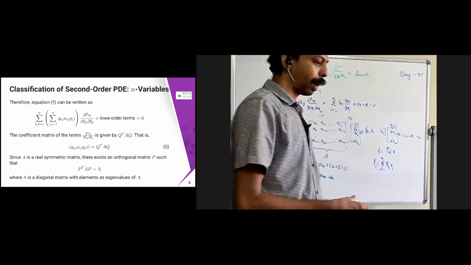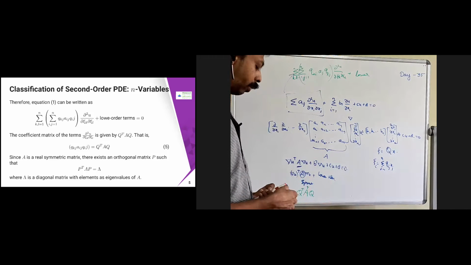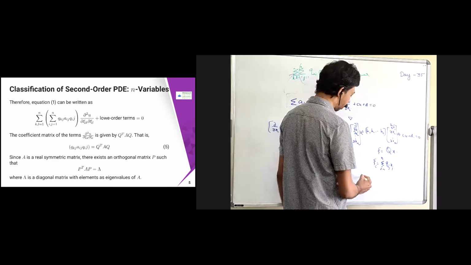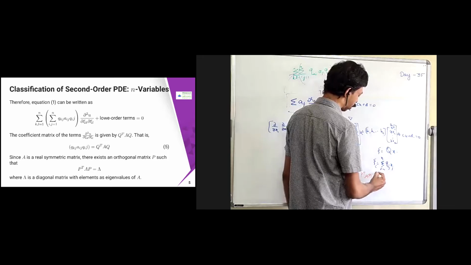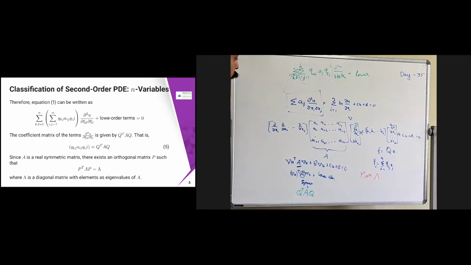And also there is the property that if A is a real symmetric matrix, then there is an orthogonal matrix P such that P transpose A P is equal to D. So diagonalization, you can do that. Now it is given that A is a symmetric matrix, a real symmetric matrix.